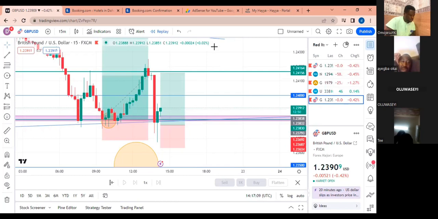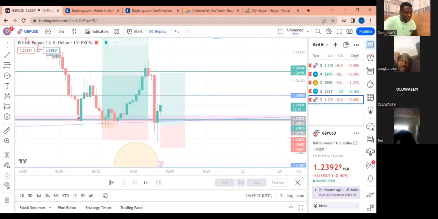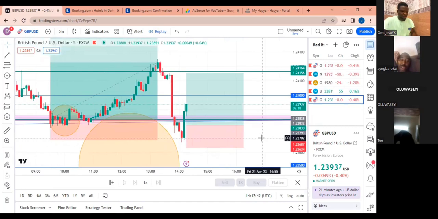If you are on 15 minutes, that single candle might be a little confusing. But if you step down to 5 minutes, you will see that there is a very big bullish candle engulfing about six candles together. Well, actually, the strategy we are using is on 15 minutes. So this is 5 minutes. Exactly.